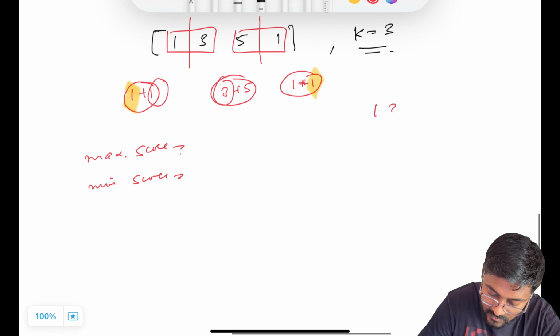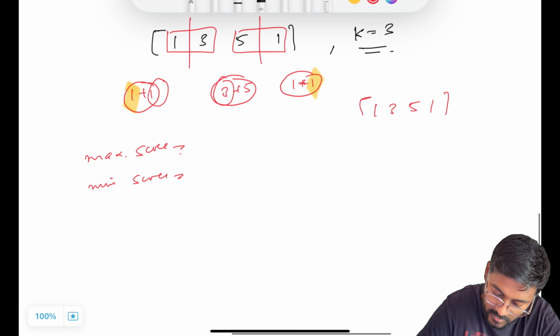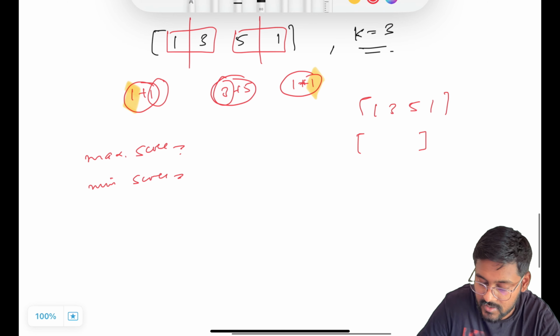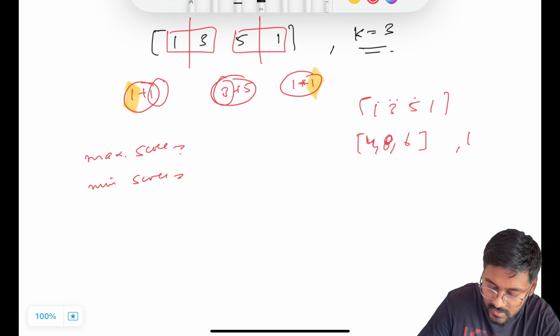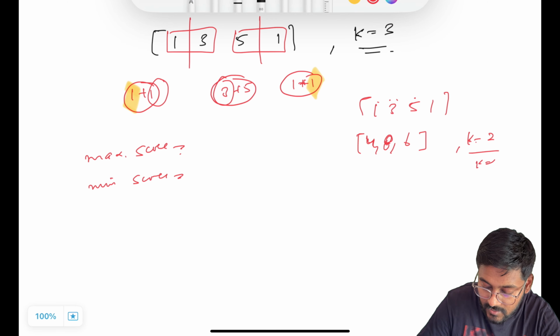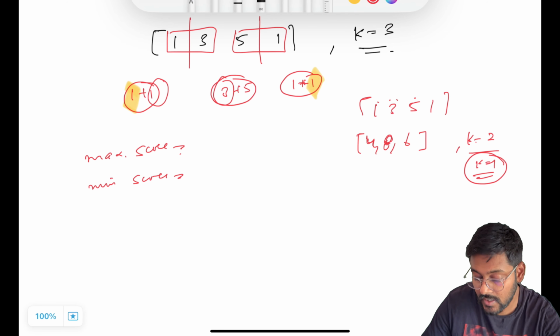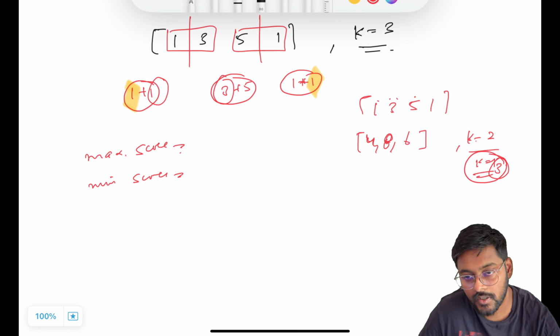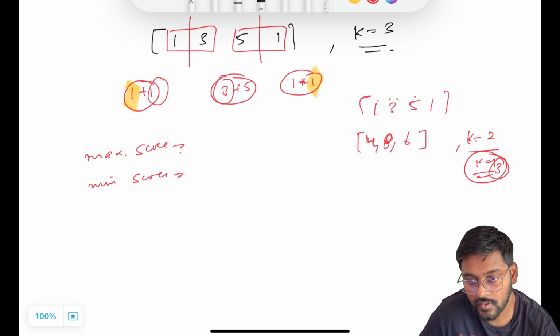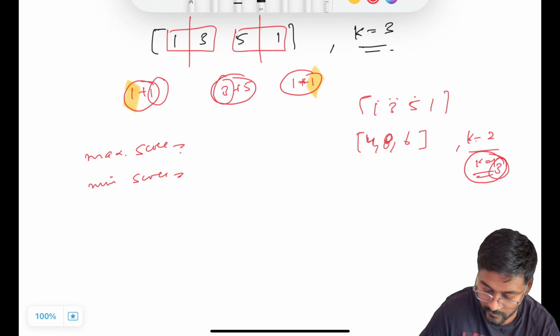And the score I can get to know from these pairs. My array was like this, 1 3 5 1. So for this size 3 pair array, it was 1 and 3, which is 4, 3 and 5, which is 8, 5 and 1, which is 6. In this case, if k is equal to 2, I was choosing only 1. If k is equal to 3, I will be choosing the top 2 for the maximum score and the least 2 for the minimum score.